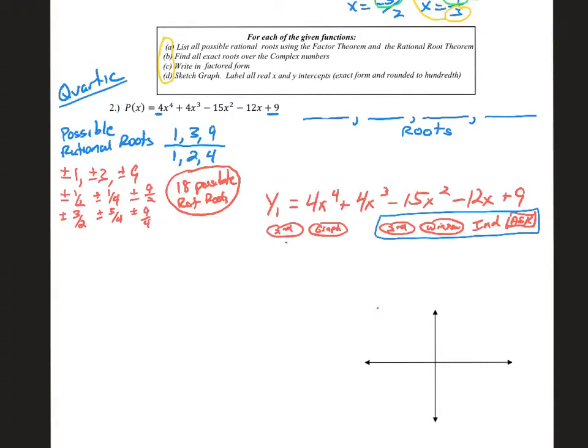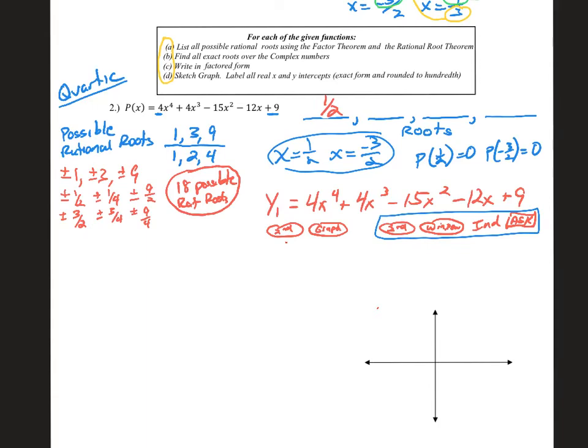Okay, so I have found that 1/2 and -3/2, out of these 18 possible rational roots, worked. And remember, what worked means is that when you plugged in 1/2 into your function, you got a value of 0. And so that means that these two are the first two roots that we've found. So I'm going to write them down.